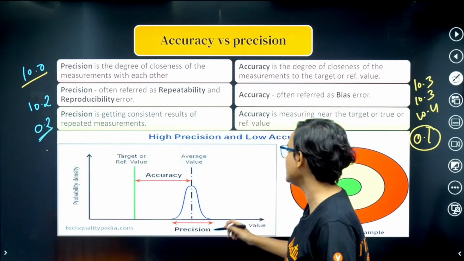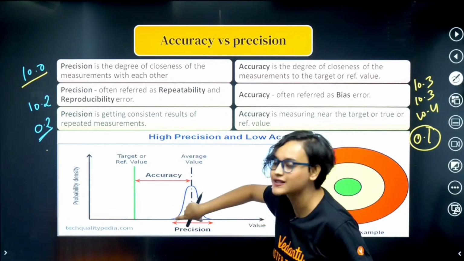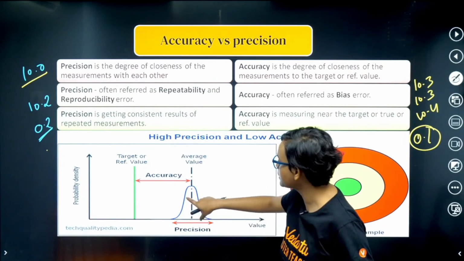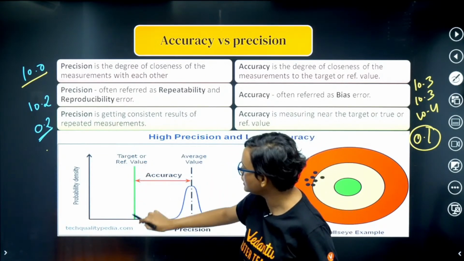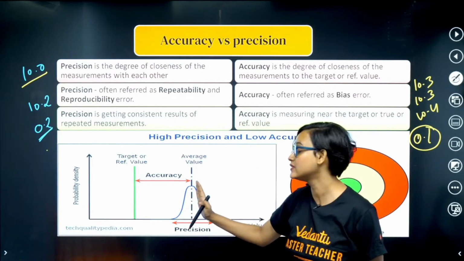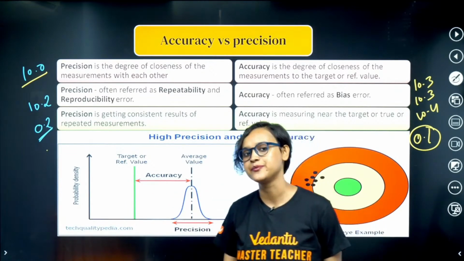In fact, from here you can understand it even more. This graph shows the precision. If all the values are in this graph, then this is your precision. This is your actual target reference value, and if your value is this, the value that you are getting, then this is your accuracy.